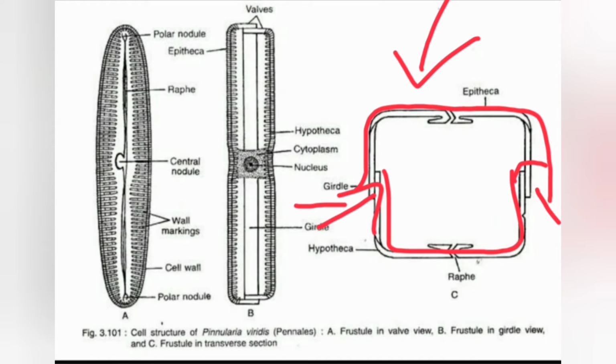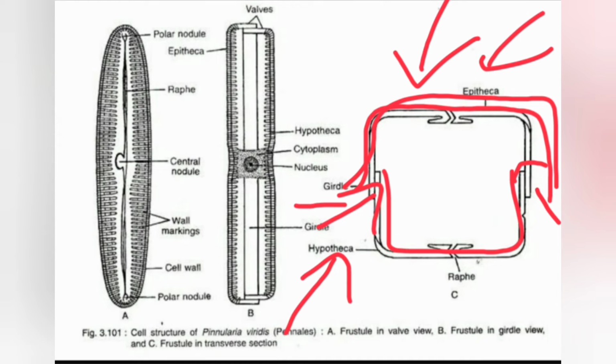And the first half, this one on top, is known as the epitheca, and the one below is known as the hypotheca. So this is the structure of a single cell diatom.